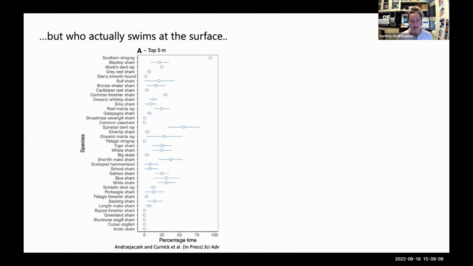But the issue with these is sharks don't need to breathe at the surface. They're not like mammals, they have gills. So a lot of animals don't actually have to come up to the surface. And this is just a subset of 38 of over 800 species of elasmobranch. You can see a lot of them don't even spend much time in the top 5 meters, and some don't come here at all.